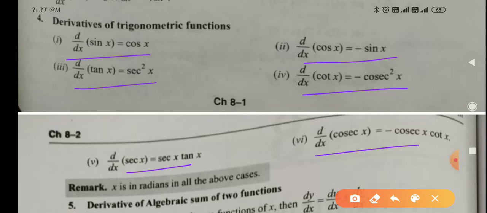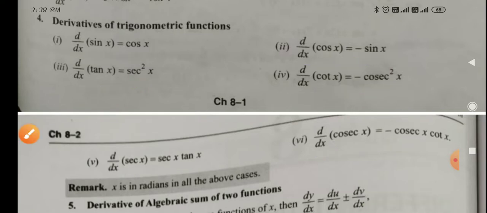I told you that for trigonometric functions starting with "co", their differentiation is negative. You see, cos starts with co, so its differentiation is negative. Cot starts with co, its differentiation is negative. Cosec starts with co, its differentiation is negative. So like this you can learn. In class 11th you have studied, remember one more time.